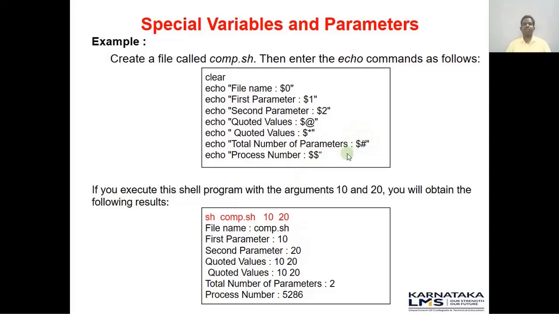$# referred by total number of parameters, we get output 2. $$ referred by process number, we get 5286. Process number varies from system to system. Let us check this command on the terminal.